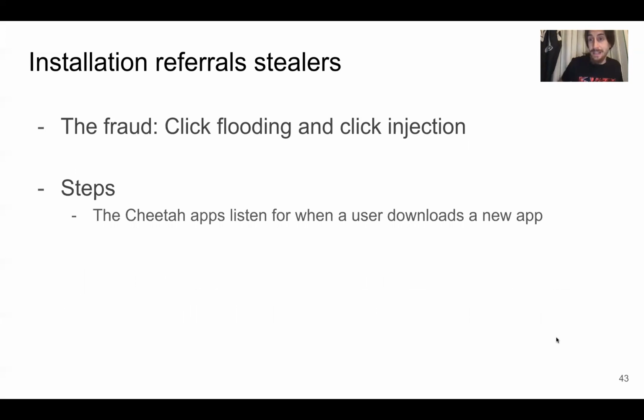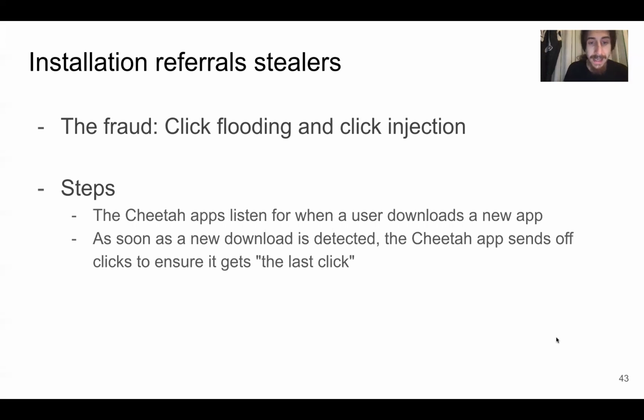And again, these were some of the tasks that these companies, these apps were accused of doing. And since for each of these referrals you may get from 50 cents to $3, it's a significant amount of money for just one iteration. Okay, so that's how you get to this multi-millions fraud. So the idea was that these apps, the malicious ones, would try to understand whether the user just downloaded a new app. And then as soon as the new download is detected, this app would try to send off clicks around to ensure that it gets the last click, to ensure that once the installed application starts, it detects this cheat app as, hey, I was installed thanks to this one.